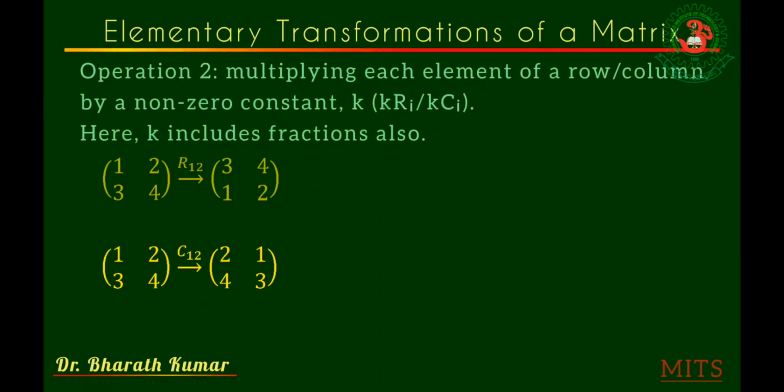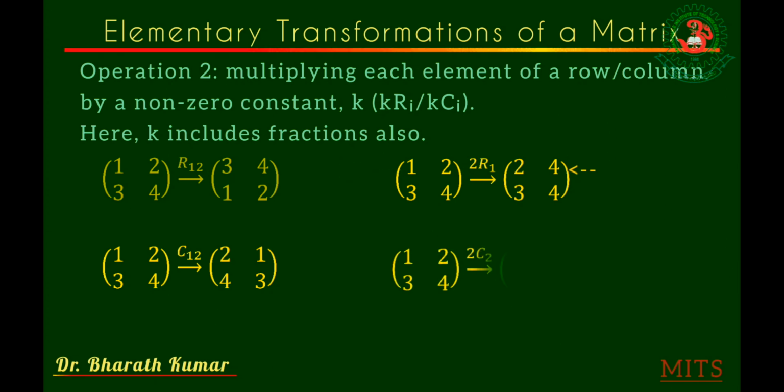The second operation is the scalar multiplication of each element of a particular row or a column. It is denoted by k times Ri for the row and k times Ci for the column. Here k indicates the non-zero scalar and it can be a fraction. Let's see what will happen for the same matrix 1, 2, 3, 4 if I operate with 2R1. It will multiply the first row by 2. Similarly, the transformation 2C2 transforms the second column from 2, 4 to 4, 8.